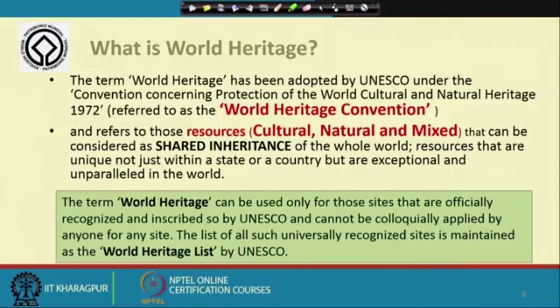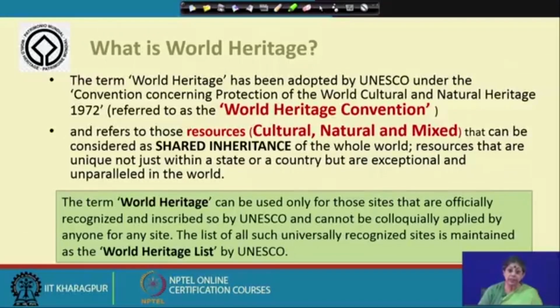So, the term World Heritage can be used only for those sites that are officially recognized and inscribed so by UNESCO. So, there is a process; nobody in any nation can say that this is a World Heritage Site. This cannot be colloquially applied by anyone for any site. The list of all such universally recognized sites is maintained as the World Heritage List by UNESCO. So, as I told you, if you go to that site, you can find out country wise which sites are inscribed over the years in the World Heritage List.